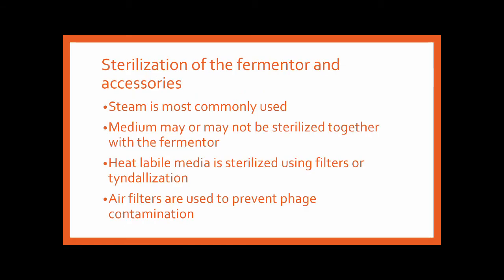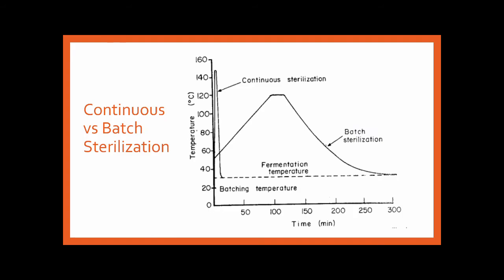So, sterilization of the fermenter and accessories. For a large fermenter, steam is the most commonly used. The medium may or may not be sterilized together with the fermenter. If your medium is heat labile, you do not sterilize it with steam, because you might destroy, for example, some of the substrates there. So you do it in a different manner. You sterilize an empty container and then sterilize your media in a different process. So heat labile media is sterilized using filters or tyndalization, whereas air filters are used to prevent fungal contaminations.